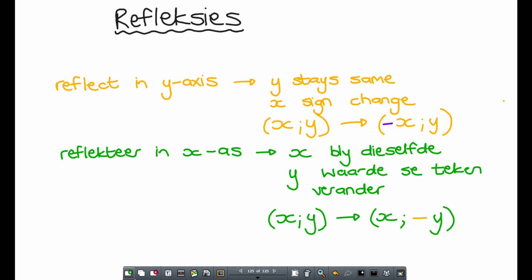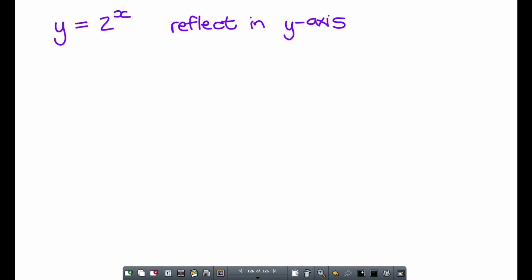Okay, good. So, as ek met ander woorde vir jou dit sou gee. Dis nou voorbeeld 1, hè? y is equal to 2 to the power of x. It doesn't matter what type of graph this is. And I'm asking you to reflect in the y-axis. Okay. Because we're reflecting in the y-axis, the y will stay the same. But what's going to happen? The x is going to become negative x. En dis dit. Is julle by?